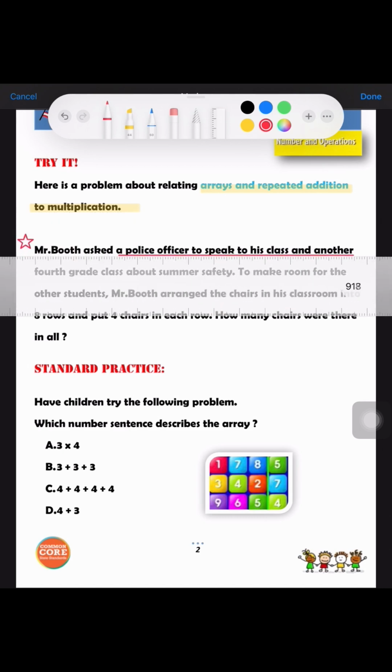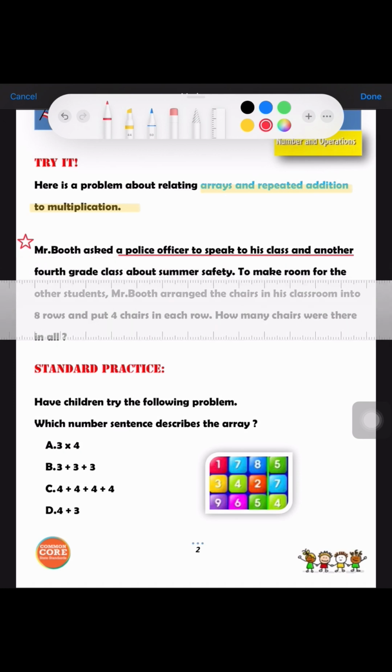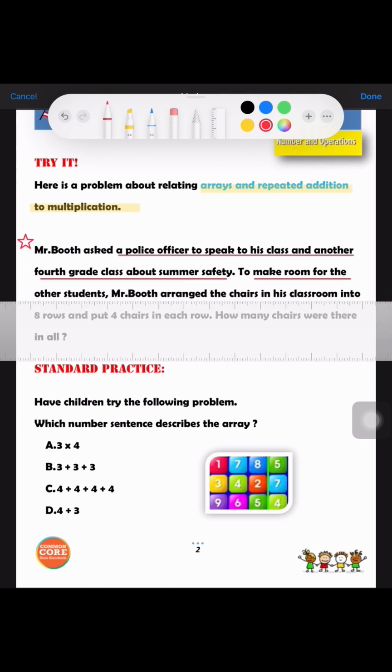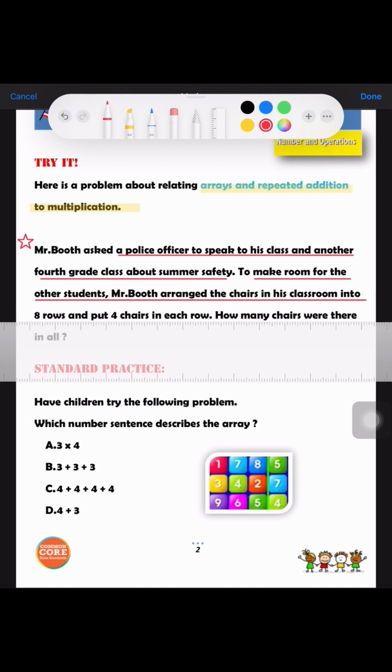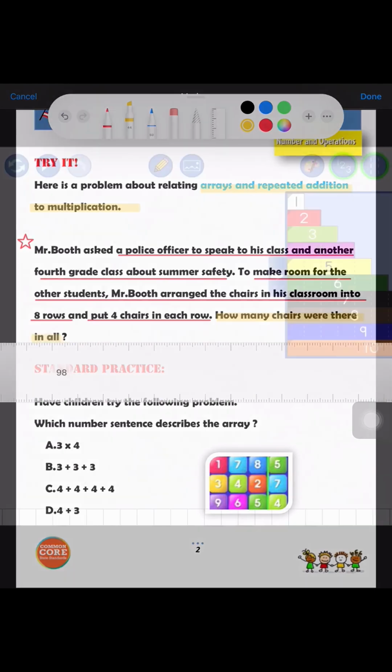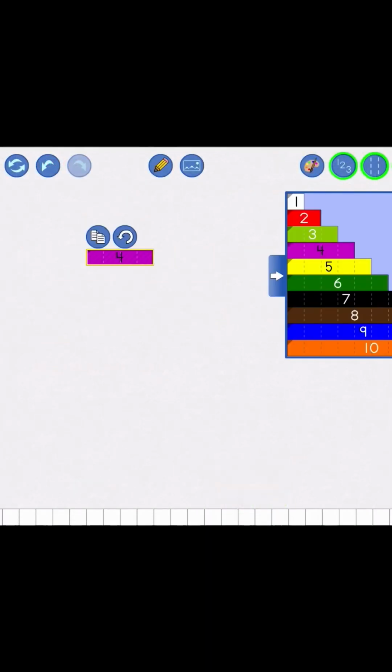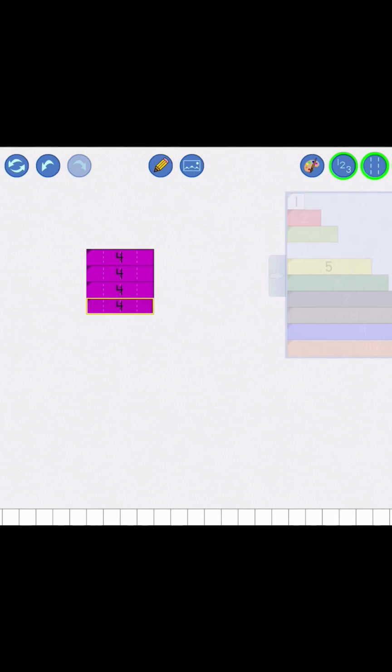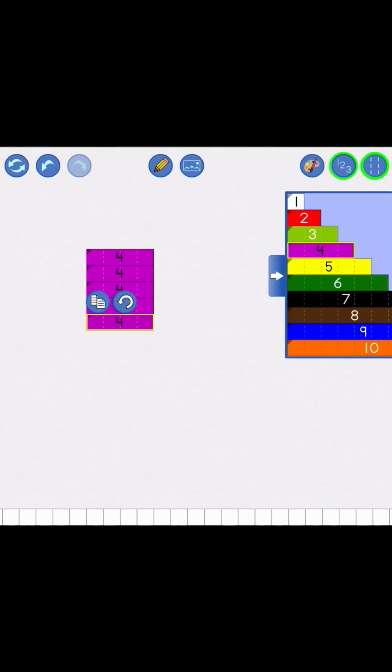Mr. Booth asked a police officer to speak to his class, another 4th grade class, about summer safety. To make room for the other students, Mr. Booth arranged the chairs in his classroom into 8 rows and put 4 chairs in each row. So how many chairs were there in all? So Mr. Booth put 4 chairs in each row, and there are 8 rows in total. So we put 8 rows of 4 chairs here.